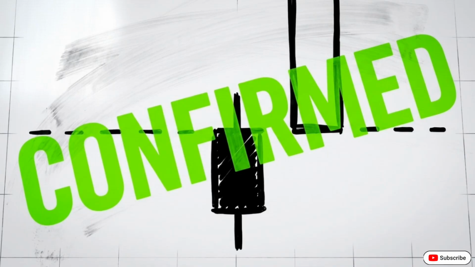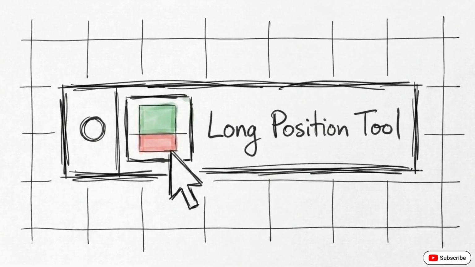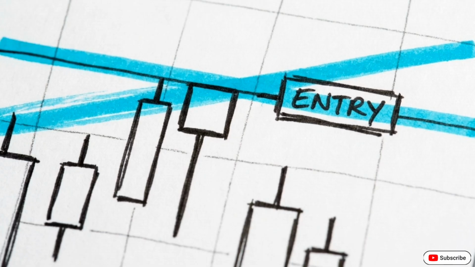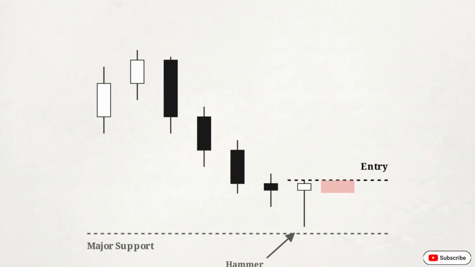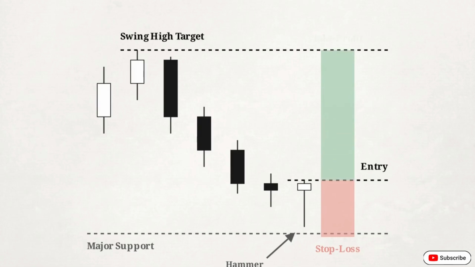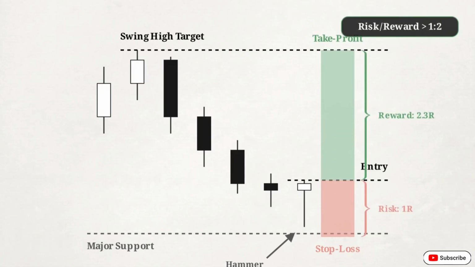Step 4. Use a long position tool to define your risk parameters. You need to know exactly where you'll exit if the trade goes against you. Set your entry point right at the level where the price broke above the hammer's high. Place your stop loss just below the lowest point of the hammer's wick, or beneath a nearby major structural support line to avoid minor price fluctuations. For your target, look toward the recent swing high, maintaining at least a 1-to-2 risk-to-reward ratio.